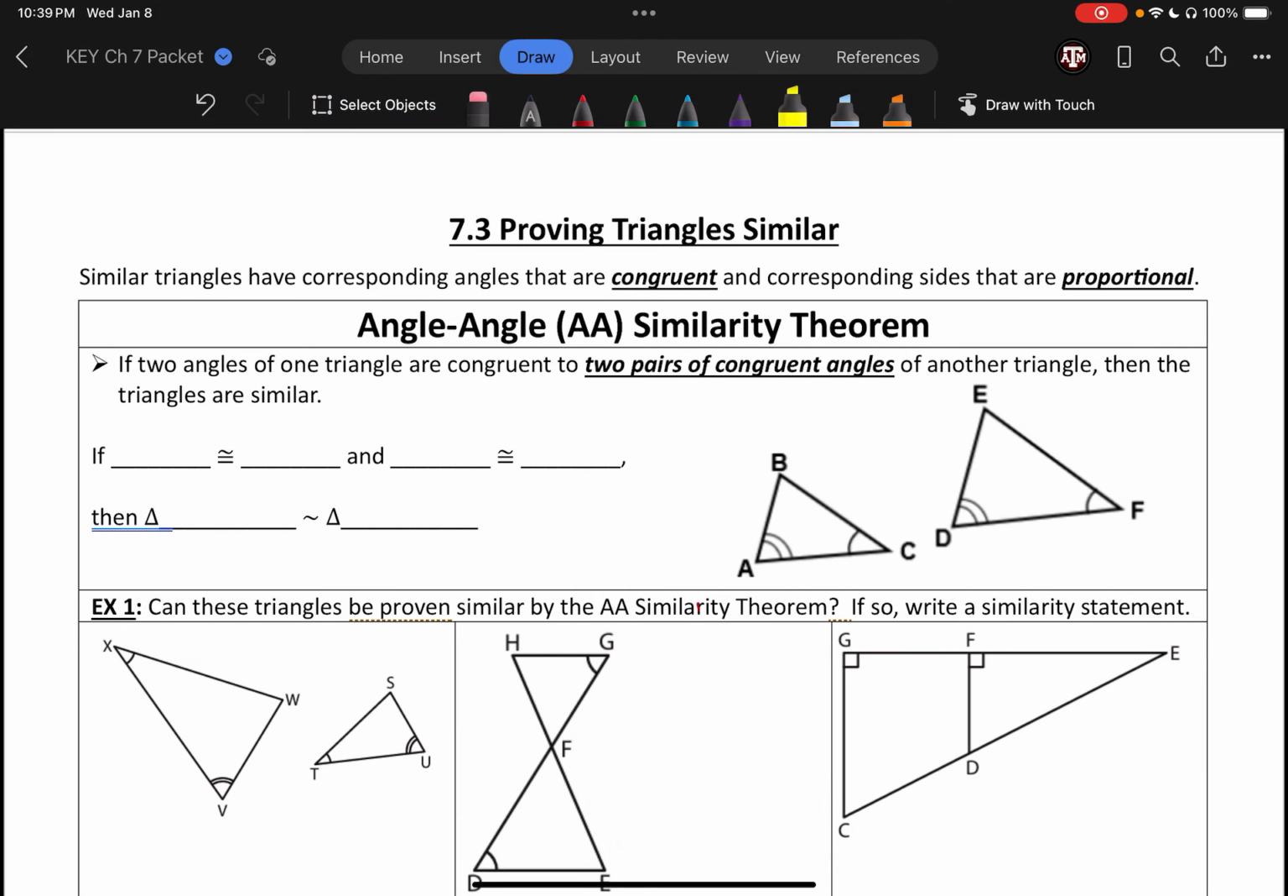All right, guys, so this video is going to cover the notes for 7.3. In this video, you're going to learn about proving triangles similar.